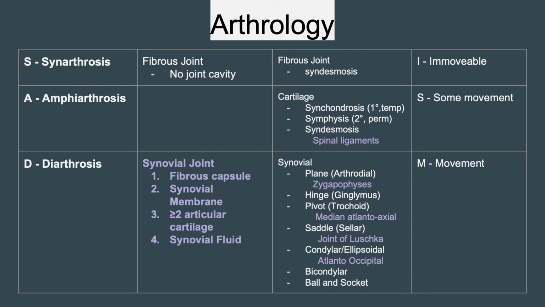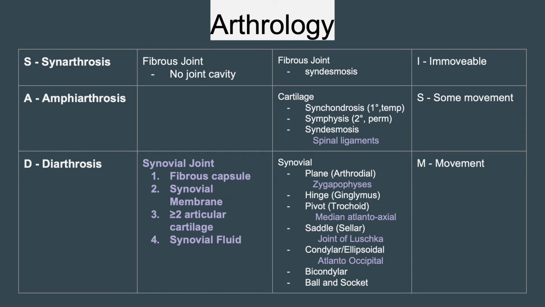So the mnemonic we used is SAD, S-A-D, for synarthrosis, amphiarthrosis, and diarthrosis. And then ISM, so SAD, ISM. I standing for immovable, S for some movement, and M for ample movement. So if that works for you, that's great. If not, I kind of just liked SAD and then knowing that the S is not movable, and then as you move down, A is more movable, and D is freely movable. So use whichever one you like.